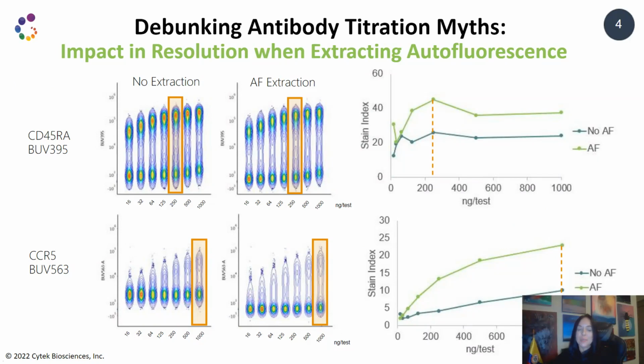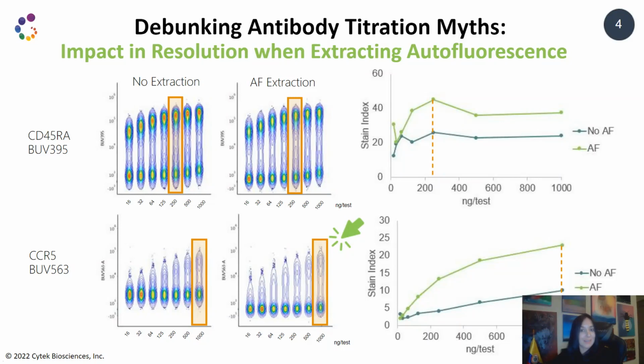Other examples in BUV dyes, because that's where most of the AF is coming into those detectors, the primary detectors for those dyes. We go from no extraction to AF extraction. If we look at the concatenated images, we see the difference visually, and that goes into the calculation. Same conclusion. Extracting autofluorescence improves your resolution, but when you are defining the optimal titer, it's not really playing a role because the titration curves depend on the molecule, on the antigen that you are capturing with those antibodies. So it's going to be the same.